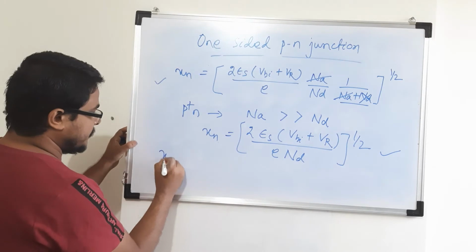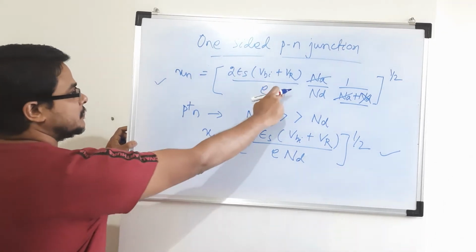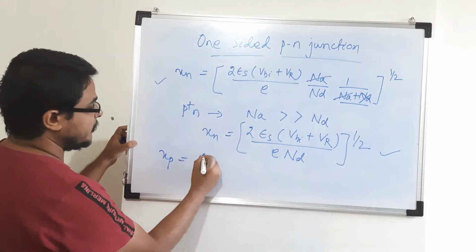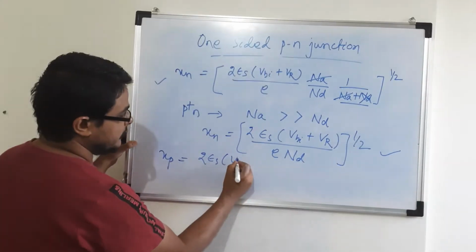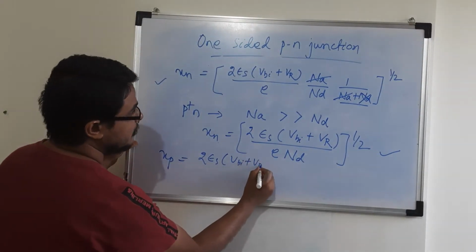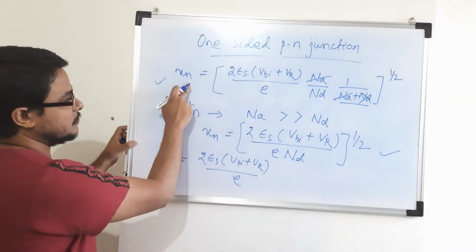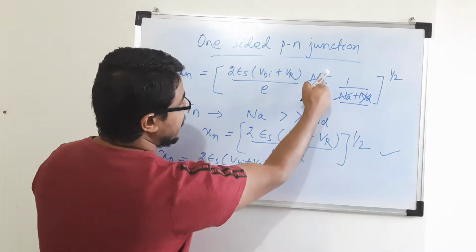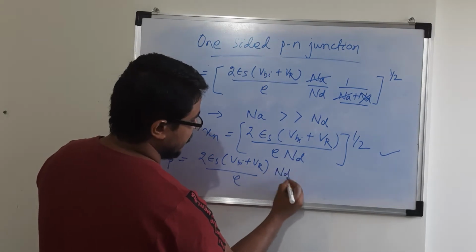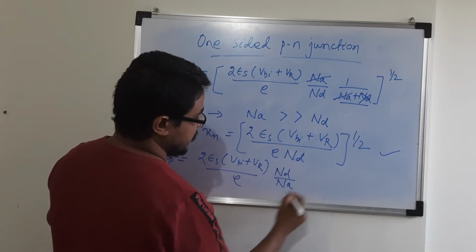Similarly, for the xp value we have already determined it for the reverse bias potential. We can write 2 epsilon s Vbi plus VR. It is easy to remember: this is just the opposite of what we got for xn. So here, where you had Na by Nd, you will write Nd by Na in the expression.